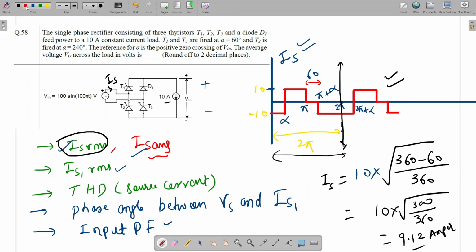What is the average formula? 1 by T into the area for one cycle. So what will be the area? Can anyone calculate this one? IS average. Has anyone calculated this value? I will wait for 1 more minute. You can calculate this one. This is the average value of the source current.